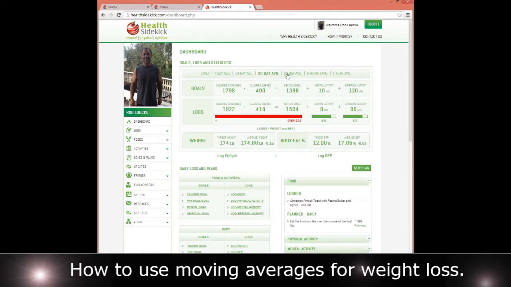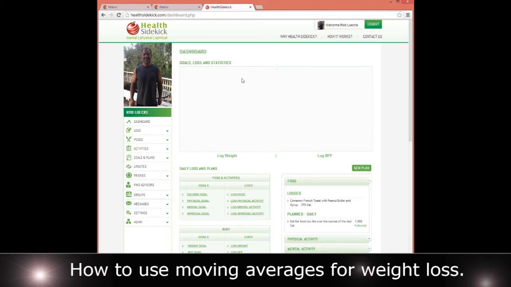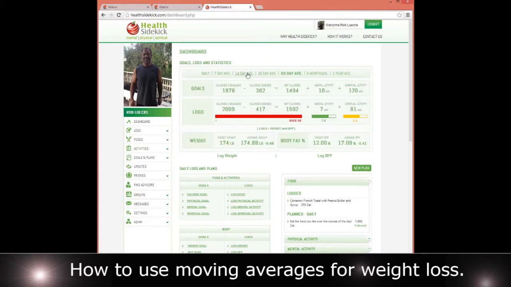But if you're constantly looking at your 30, 60, and longer-term averages, these are going to be the things that really keep you on track and progressing towards your goals. Hope this helps.